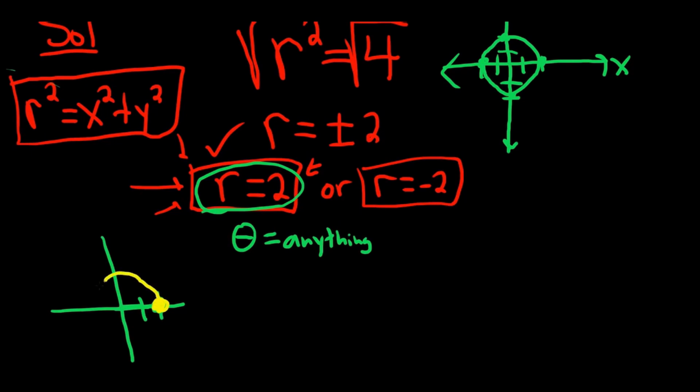So as theta varies and r is 2, you get a full circle because theta can vary and r is fixed at 2, so it traces out a beautiful circle. That's why polar coordinates are nice, because circles can be represented by very simple equations. So for example, r equals 3 would be a circle centered at the origin of radius 3. r equals 7 would be a circle centered at the origin of radius 7.